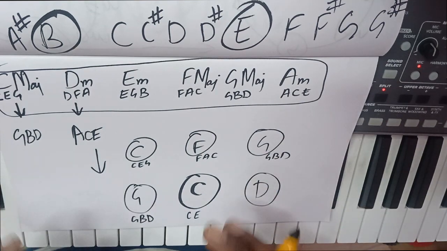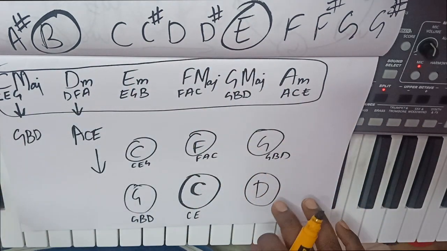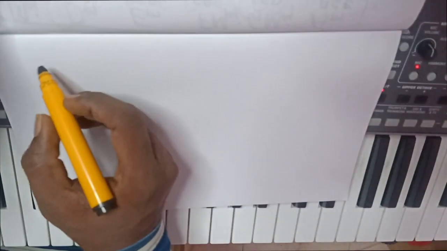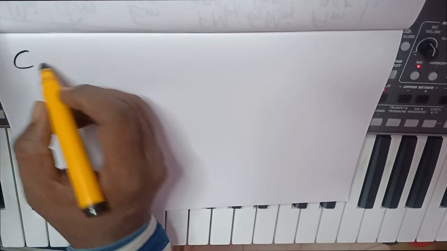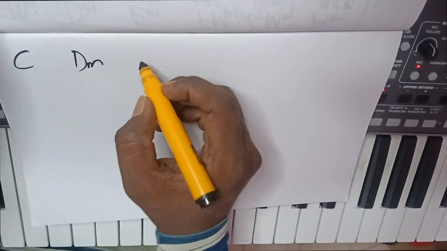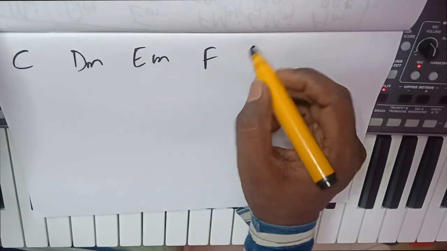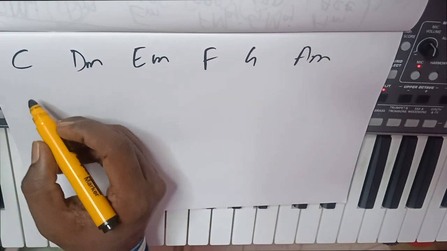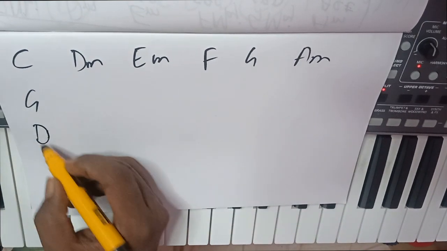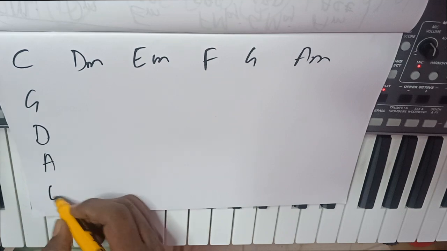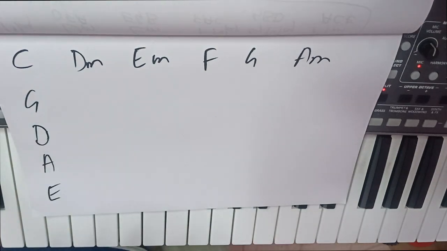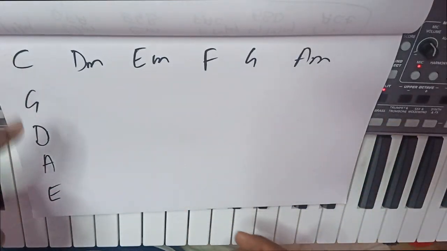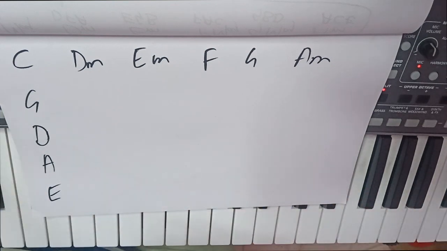So dear friends, I want you to work this out. Probably let me give you a homework of transposing the C major, D minor, E minor, F major, G major, A minor. Now these of it, why don't you transpose it to G major, D major, A major, E major. So that's about it, dear friends. So I want you to write this down and learn how to transpose chords from C to G to D and on for any of the chords, all right?